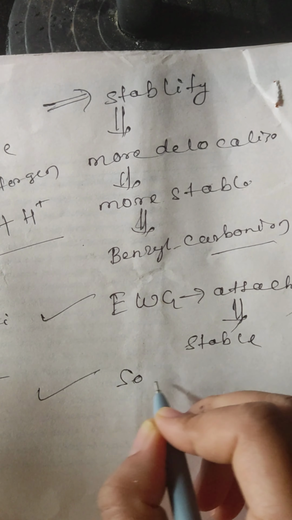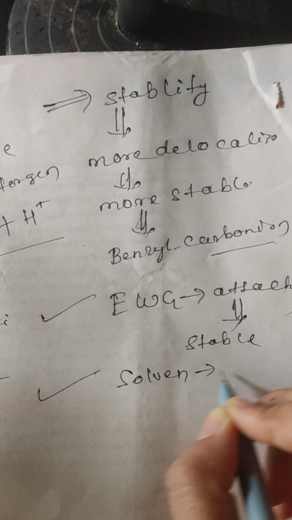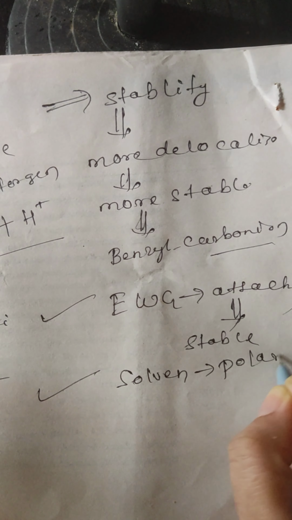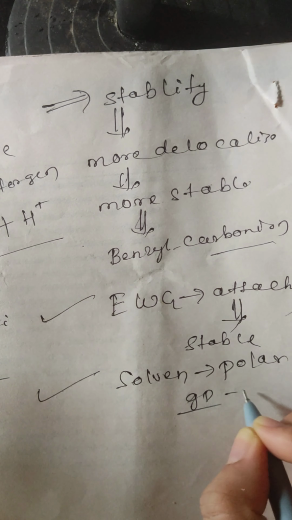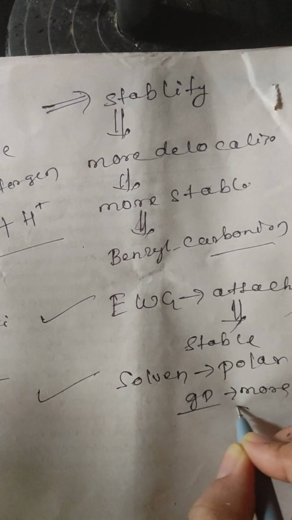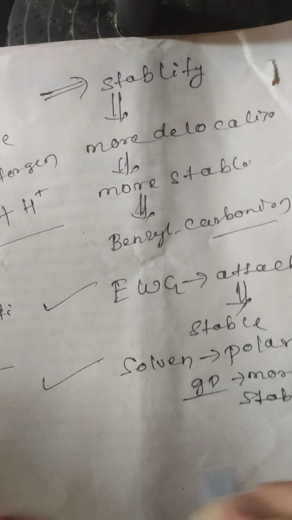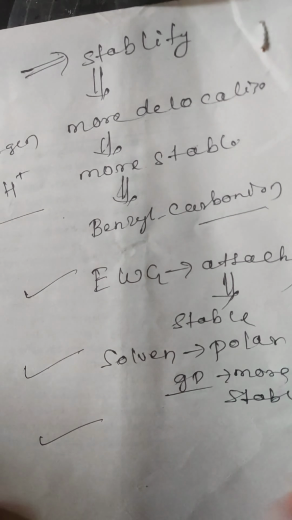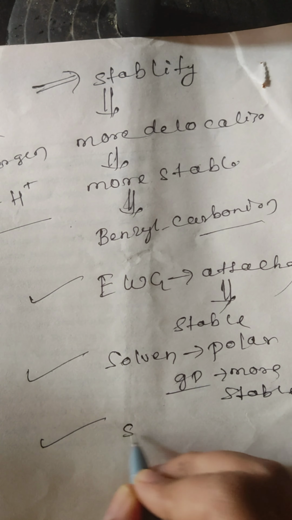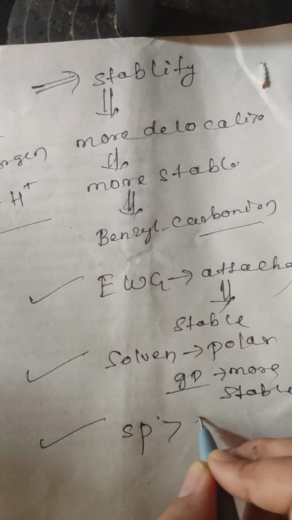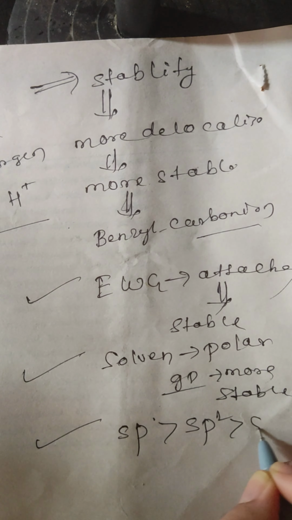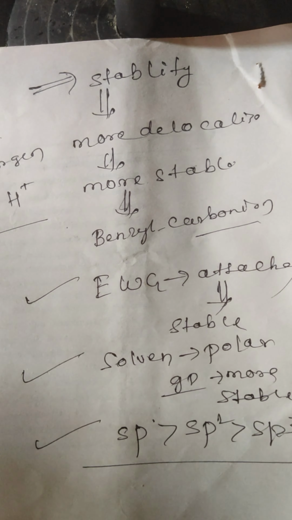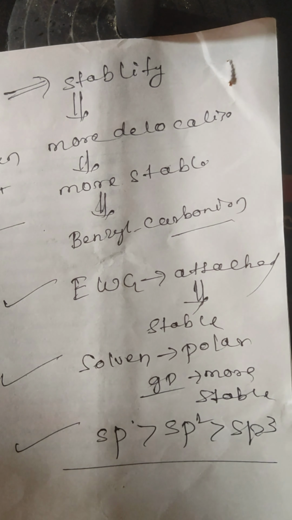Third, we move on to the solvent. A polar solvent gives a highly stable carbanion. Now we are talking about hybridization. Which one comes first? sp comes first, sp2 second, and sp3 is third. These are the stabilities of the carbanion.